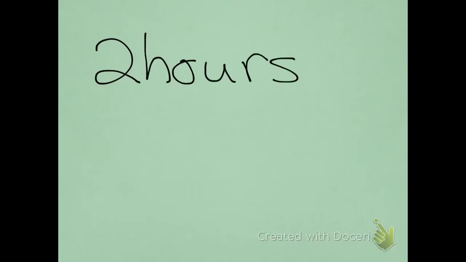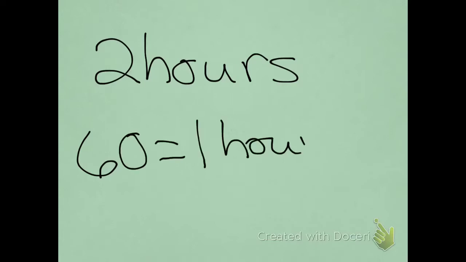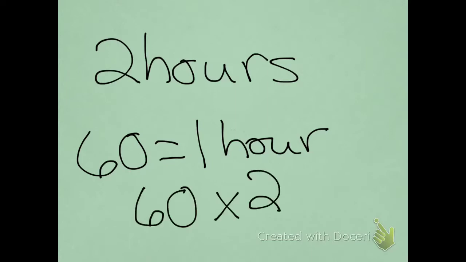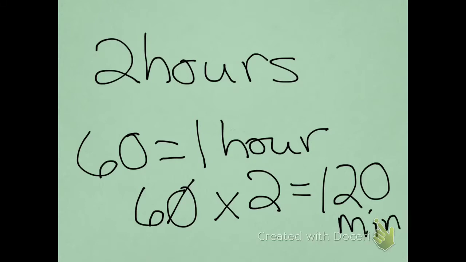Let's say that I played outside for 2 hours, and I want to know how many minutes that is. So I need to figure out how many minutes are in 2 hours. Well, I know that there are 60 minutes in 1 hour, but I want to know 2. So what I would do is I would take that 60 minutes times however many hours I was outside. I can cross out my 0, so I can do 6 times 2, which is 12, and then add my 0 on later. So there are 120 minutes in 2 hours. I played outside for 120 minutes.